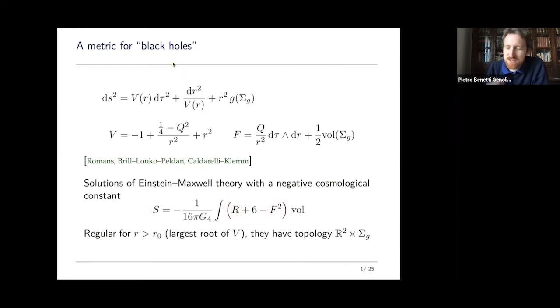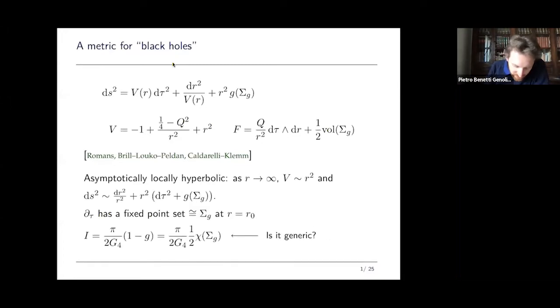It will be divergent, but there is a standard method to regularize this. And you find that it's just pi over 2g times 1 minus g. But 1 minus g you recognize as the Euler characteristic of the Riemann surface.